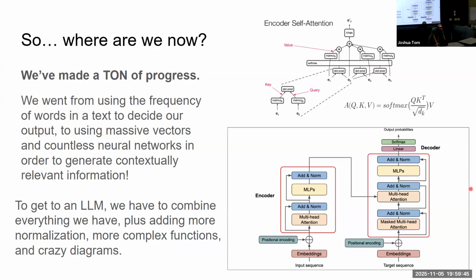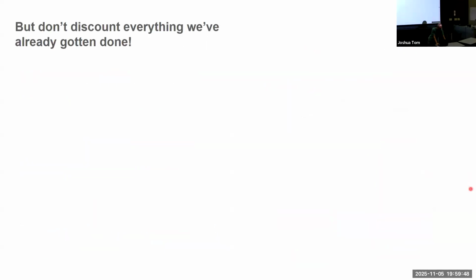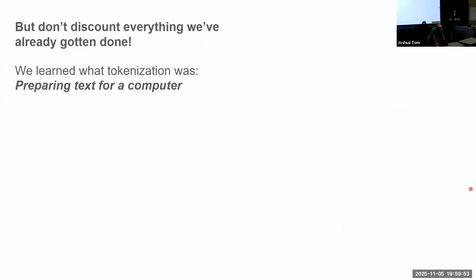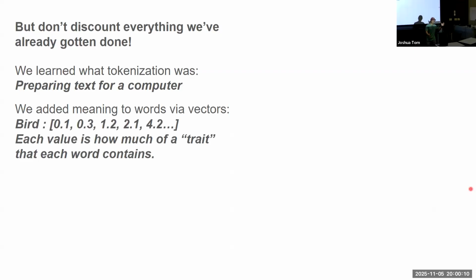It's a lot of work to get to an LLM from here, but that doesn't mean that we haven't done anything. This is just going to be a summary right before the end. We've prepped the text, so that was tokenization. We've prepped the actual text to be processed for a computer. That's tokenization, breaking things down from a sentence into words. We've added meaning to the words via vectors, albeit shallow meaning through very basic, just checking like, hey, how often do things occur with one another?